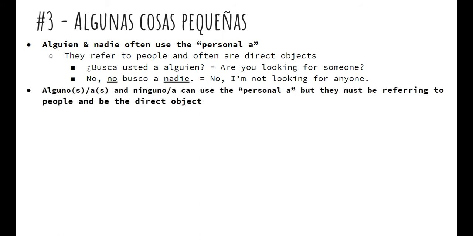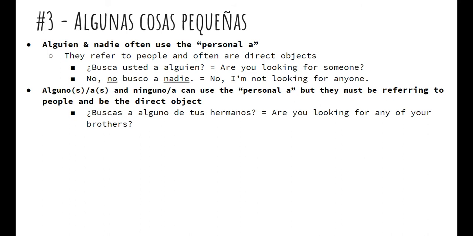Alguno and ninguna, which you'll see there's also lots of different variations of, matching gender and number there. They can use the personal a, but must be referring to people and be the direct object. So, ¿buscas a alguno de tus hermanos? Are you looking for any of your brothers? No, no busco a ninguno. No, I'm not looking for any.